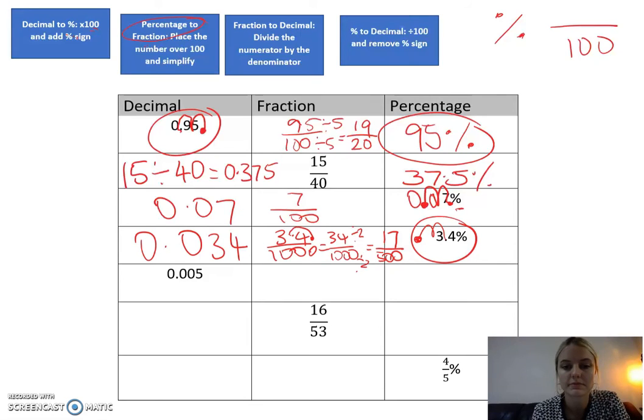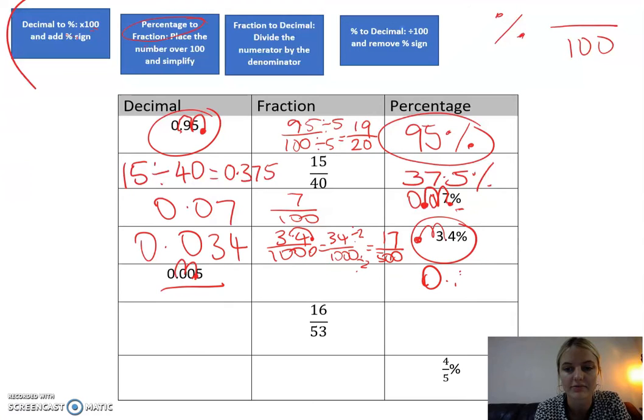That's done. Decimal to percentage. Decimal to percentage times 100. Jump once, jump twice. That is 0.008 as a decimal, which becomes 0.5%.